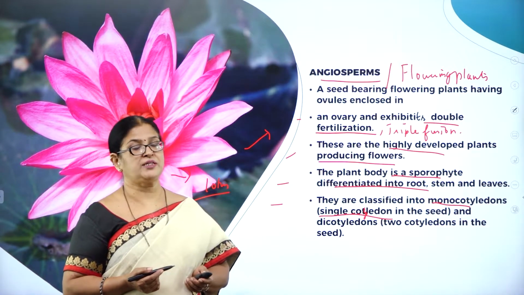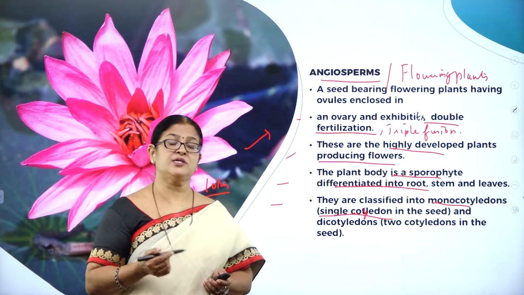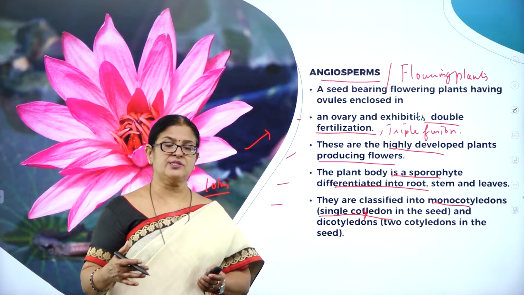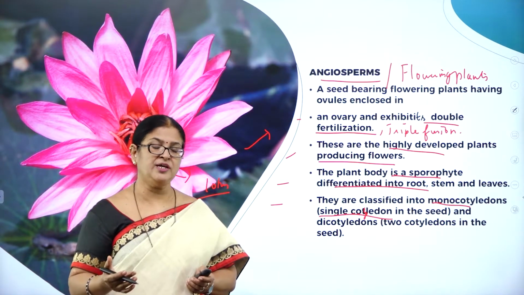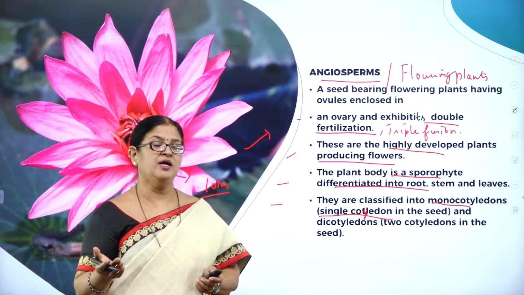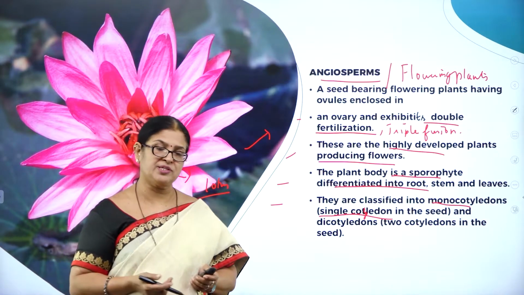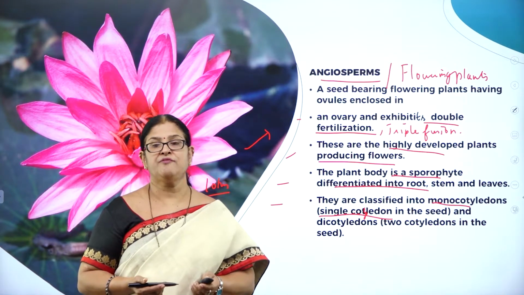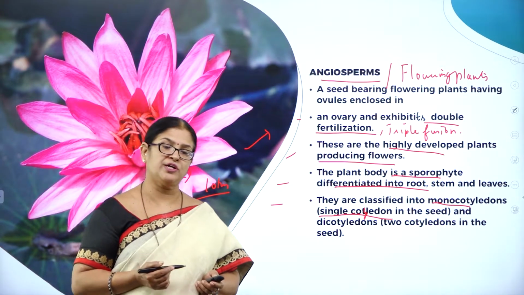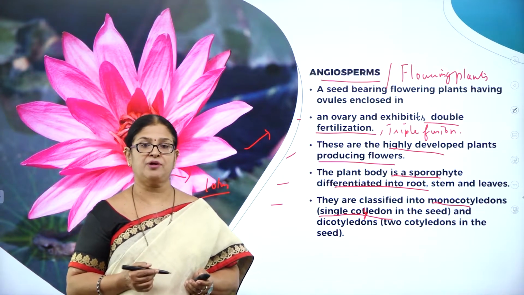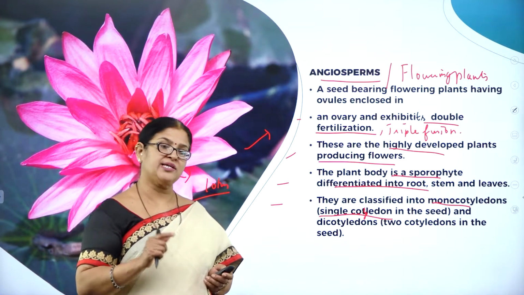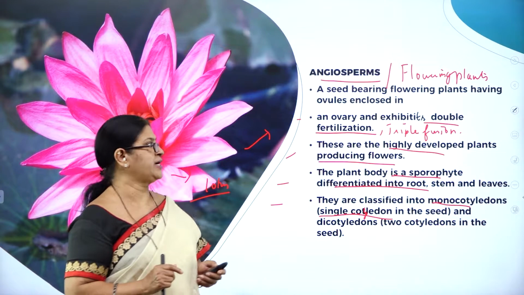And here, as we know, the plant body is a sporophyte which is differentiated into root, stem and leaves. The root is the underground part, which is positively geotropic and negatively phototropic, and the shoot system is the part above the soil, which is negatively geotropic and positively phototropic, and of course the leaves, which are the photosynthetic apparatus of the plant body. We again classify the angiosperms into monocotyledons and dicotyledons based on the number of cotyledons. Seeds bearing a single cotyledon are grouped into monocots, and seeds bearing two cotyledons are grouped into dicots.